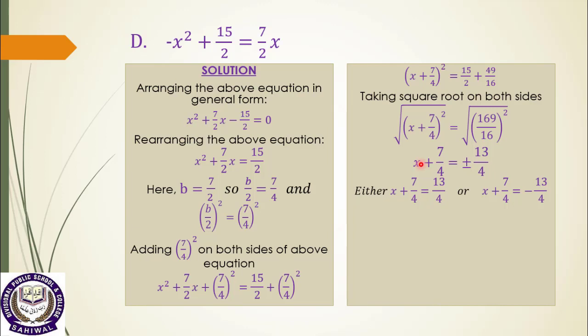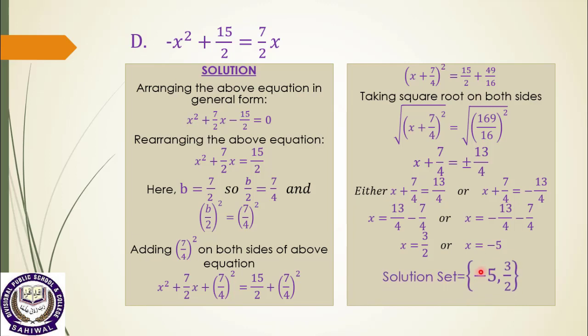Which means that x plus 7 by 4 has two values. Either it is positive 13 by 4 or negative 13 by 4. Solving these equations for the value of x by taking their LCM, we get x is equal to 3 by 2 or x is equal to minus 5. Writing these values in the solution set, we get minus 5 and 3 by 2 enclosed in the braces.